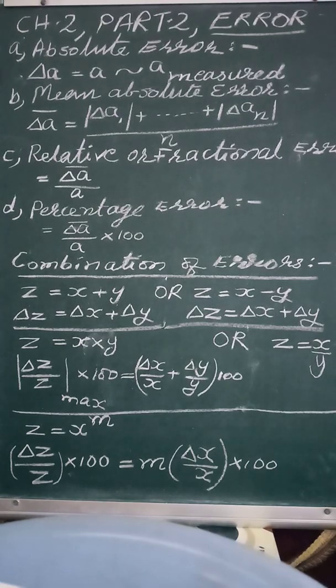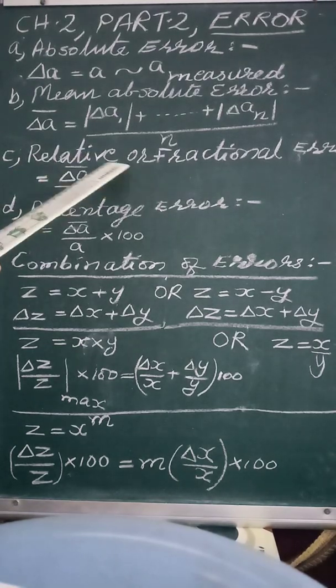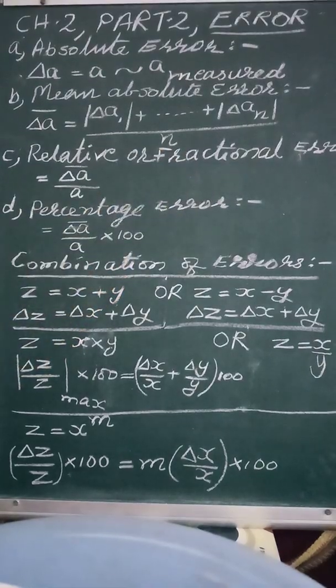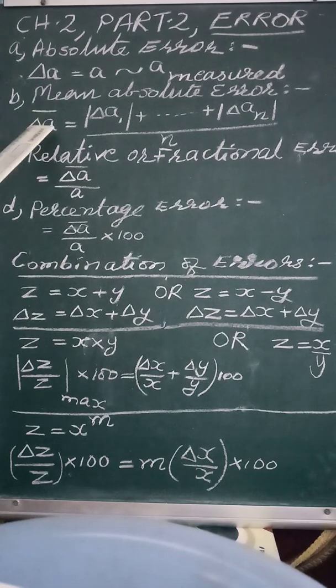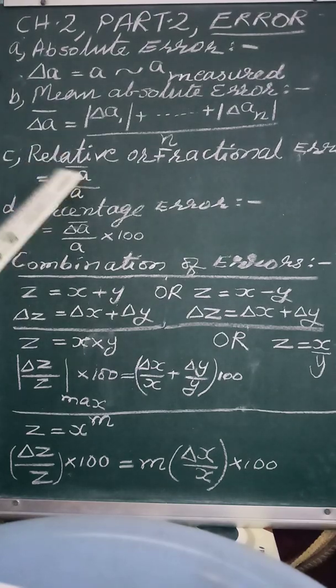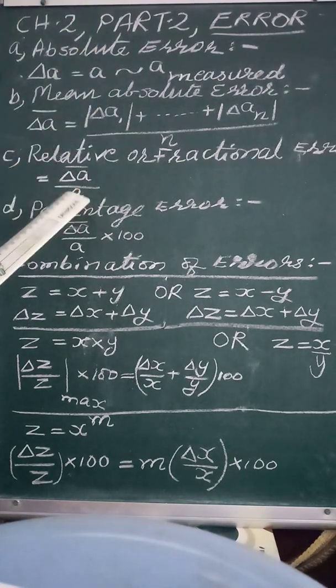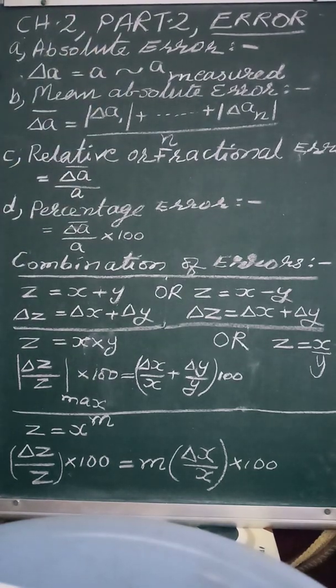The third type of error is relative error or fractional error. It is the ratio of the mean absolute error, that means delta A bar, to the true value, that is A. So the comparison of the mean absolute error with the true value A is called the relative or fractional error. The next type of error is percentage error.